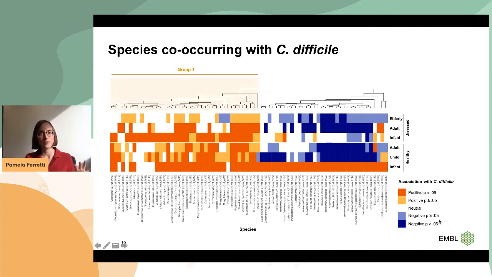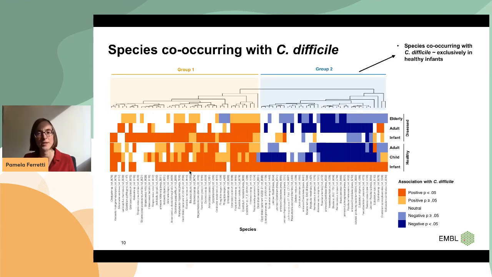And as you can see, we have two very different groups. We have group one, which includes species that on average are co-occurring with C. difficile across all different age groups in both healthy and diseased subjects, while group number two is instead composed of species that are co-occurring with C. difficile almost exclusively in healthy infants. Interestingly, in this group here, we have several beneficial species, for example, species that are known butyrate producers. All of these species in group 2 are also obligate anaerobes, and are species that are typically found in the gut of healthy adults.